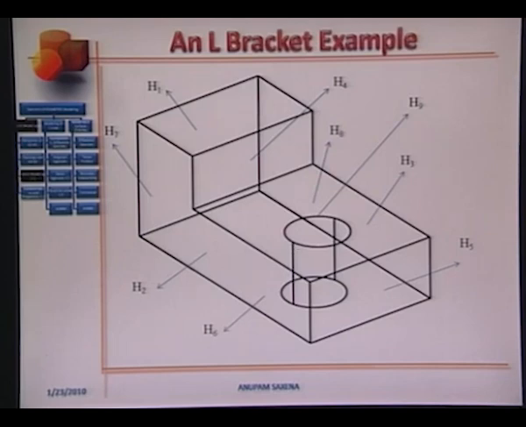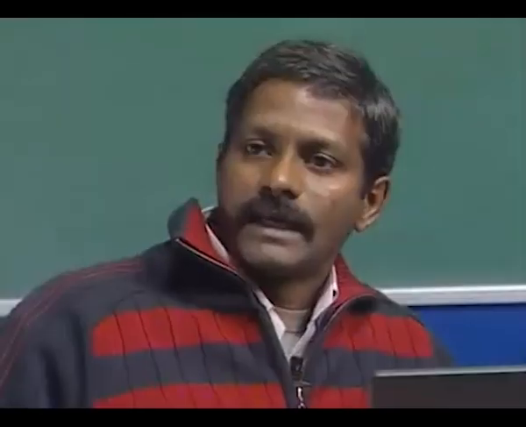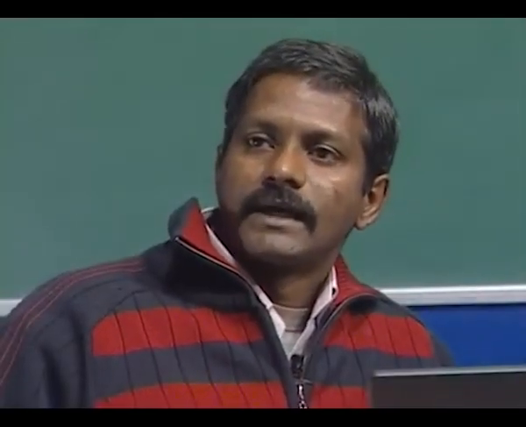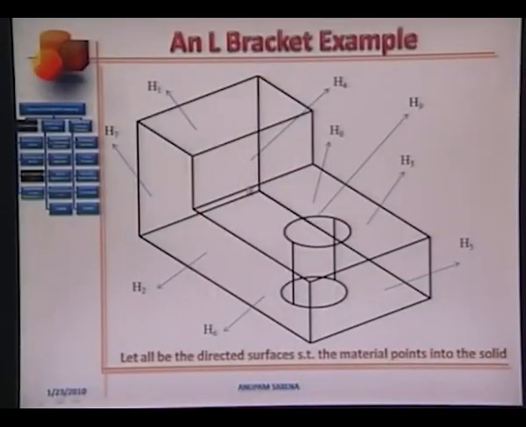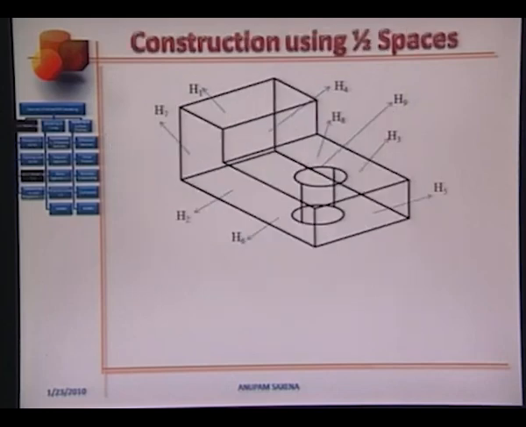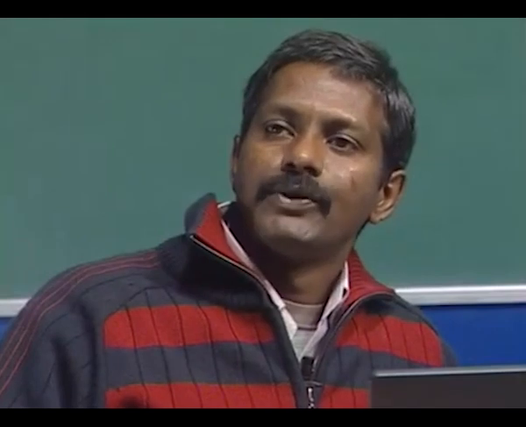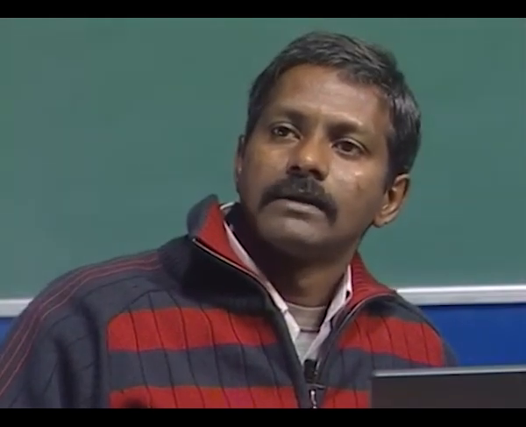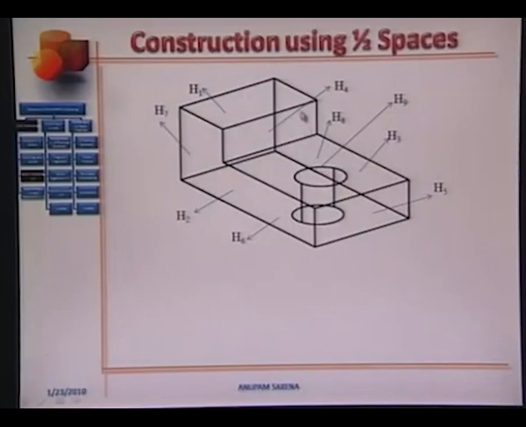How can we think of constructing this L bracket using the concept of half planes? But first, let's imagine that all the directed surfaces are such that the material points into the solid. Let's try to construct this L bracket using the concept of half spaces. We can think of constructing this L bracket using a union of two blocks. One block would be this one. The second block would be this.